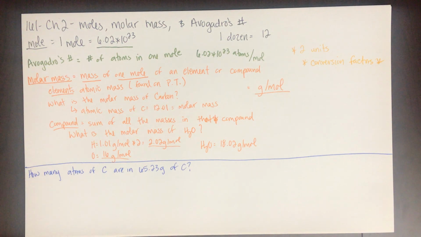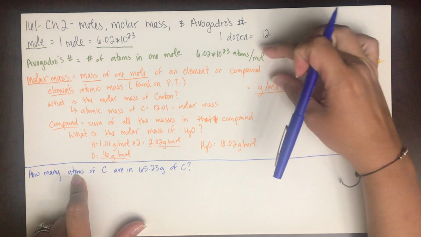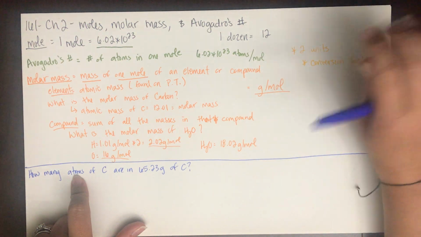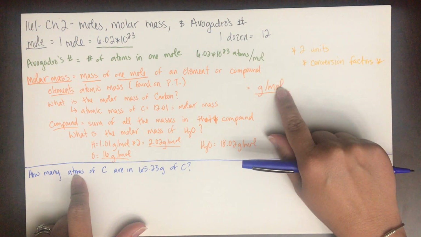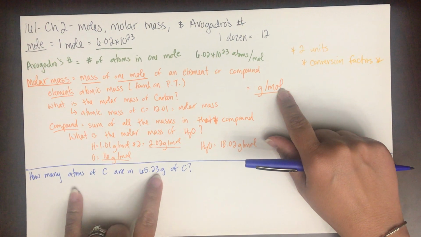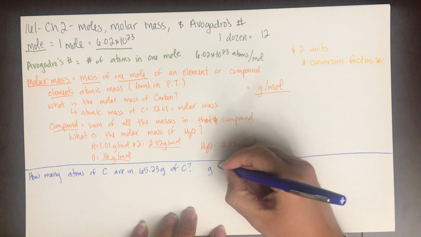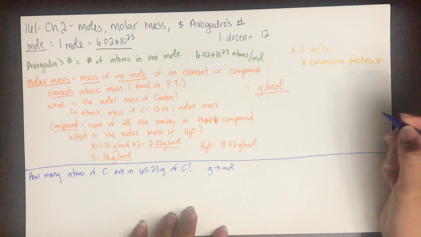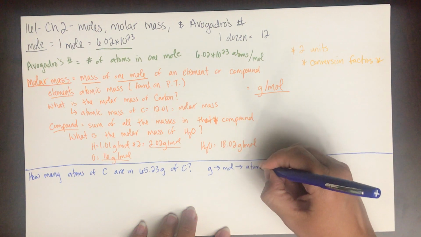Okay, so I always start out with a plan for how you're going to solve this. I'm given grams of carbon and I want atoms of carbon. So if I look at these two new conversion factors that I have, Avogadro's number, which goes between atoms and moles, and molar mass, which goes between grams and moles, but I don't have anything that goes between grams and atoms directly. So my plan to solve this problem is I'm going to take grams of carbon, convert it to moles of carbon, and then take moles of carbon and convert it to atoms of carbon.